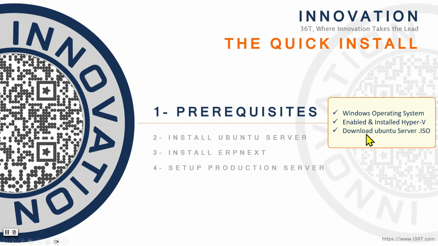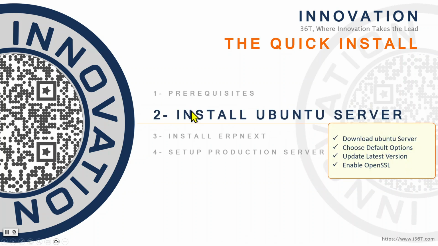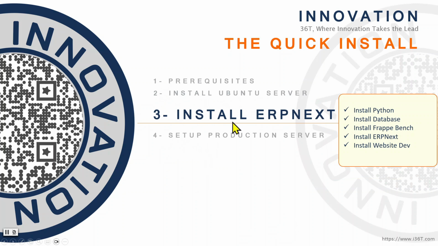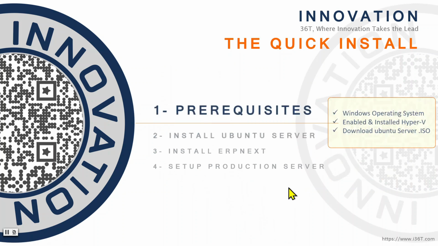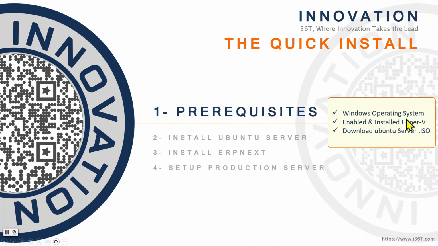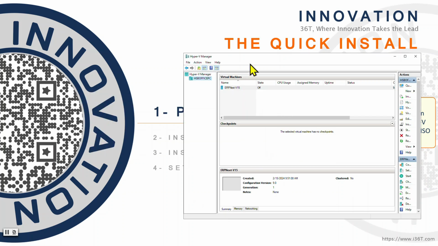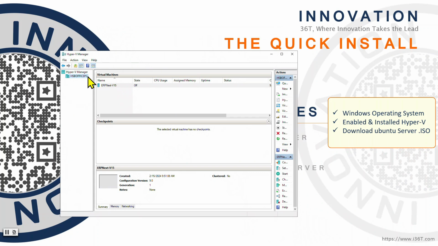And then it is important that you download Ubuntu server. I will take you through step by step how to move on, and then we will install Ubuntu server on virtual machines, and how to install ERPNext version 15, and how to set up the production. So let's move back to prerequisite. Currently I am using Windows 10 and my Hyper-V is enabled. You can see this is my Hyper-V and it's enabled.